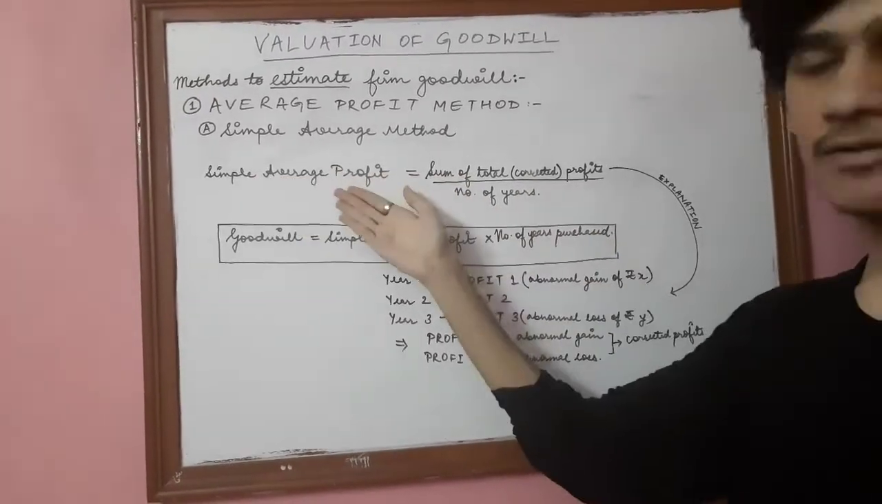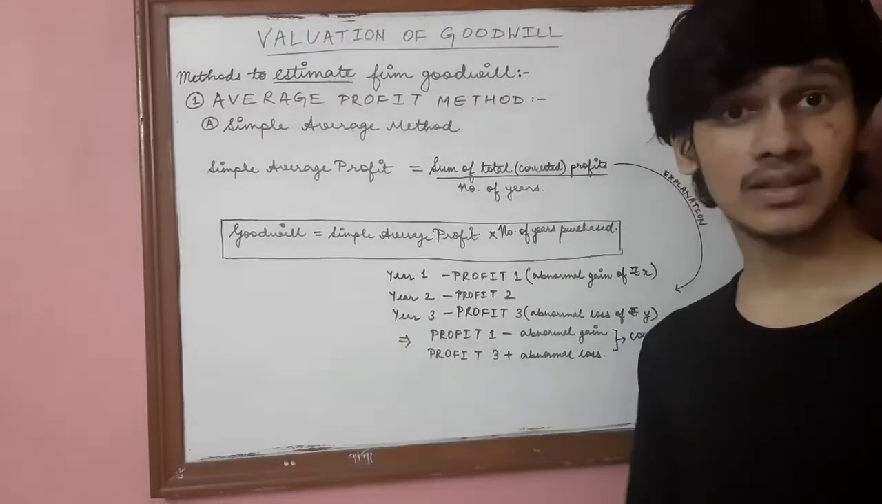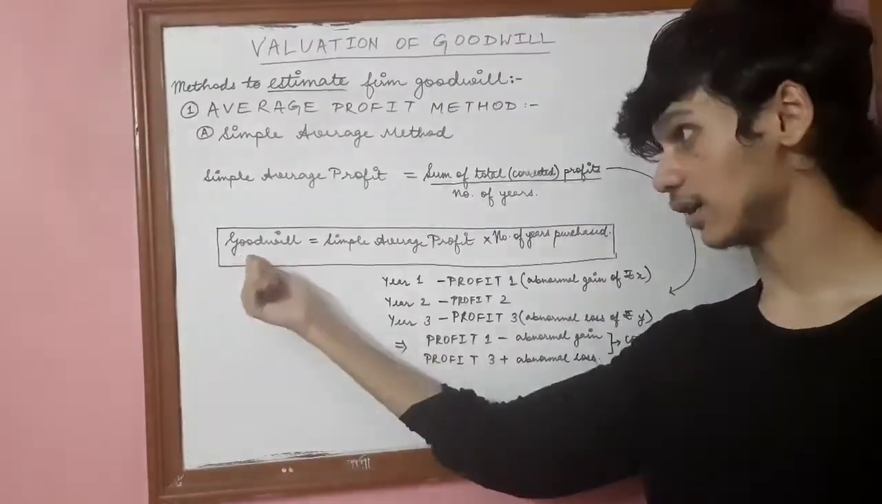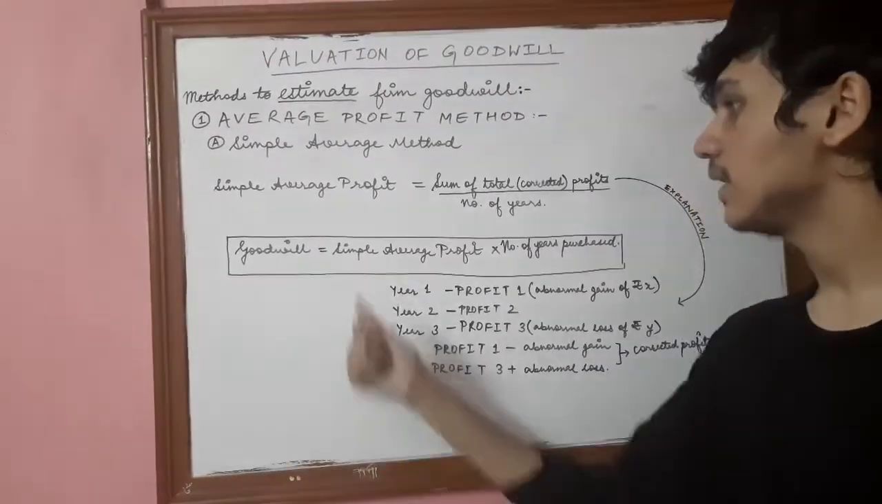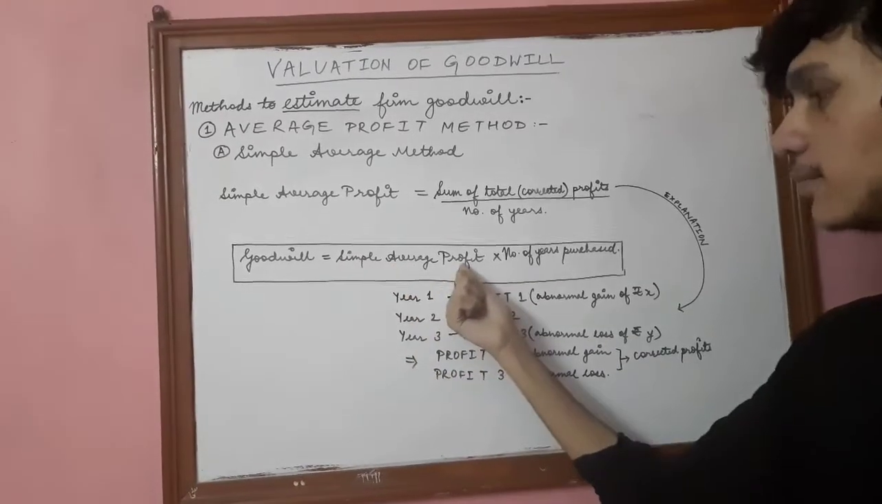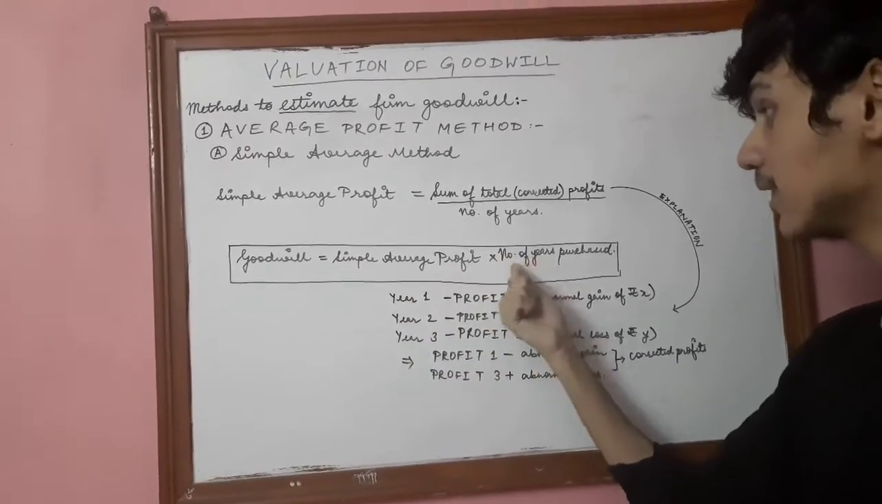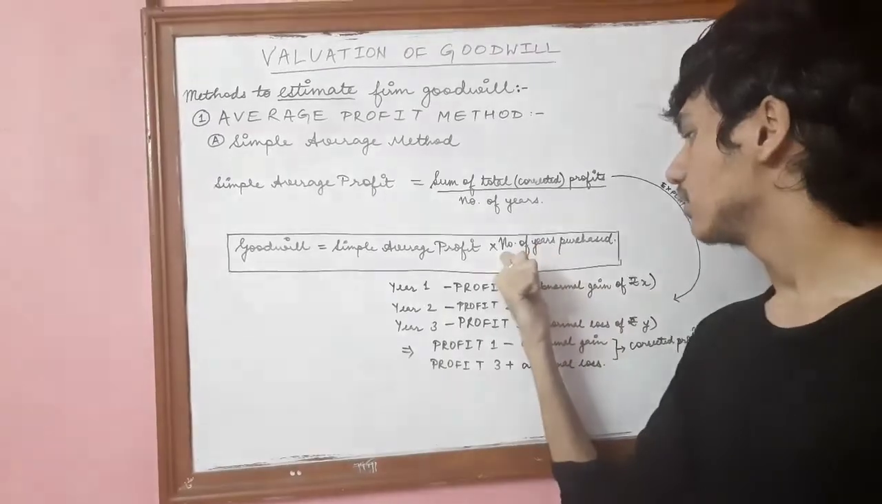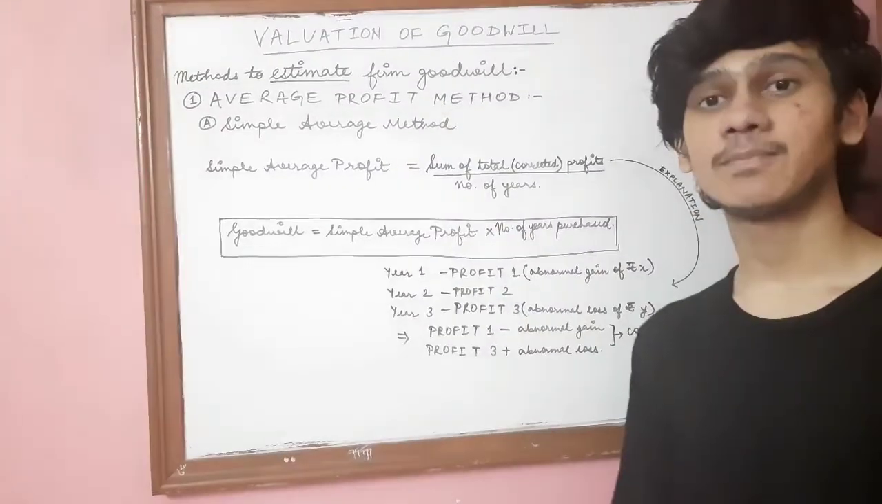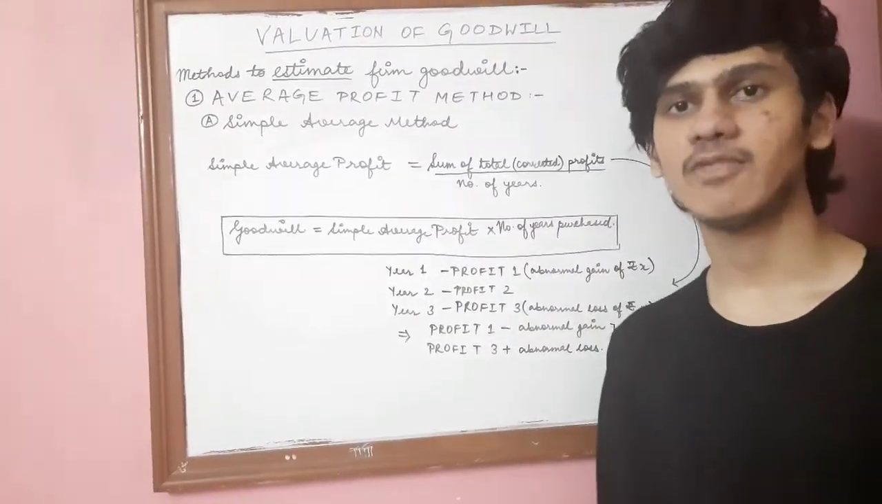After getting the simple average profit, we come to the calculation of goodwill. In this, we take the simple average profit and multiply it by the number of years purchased. Number of years purchased is the time period throughout which the goodwill will be valid.